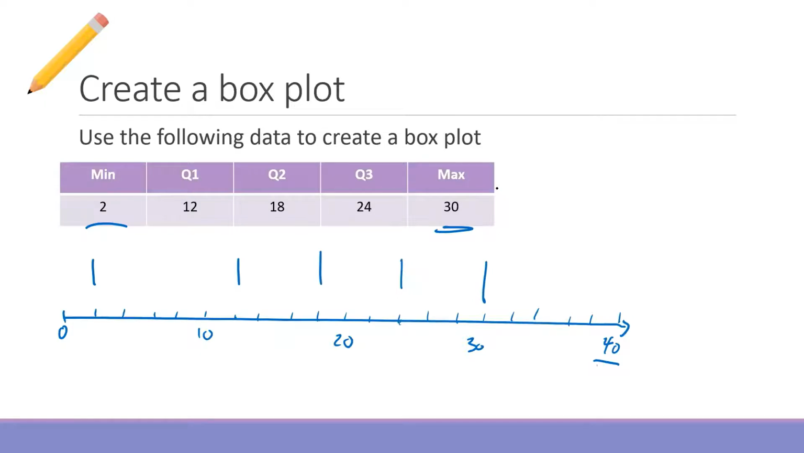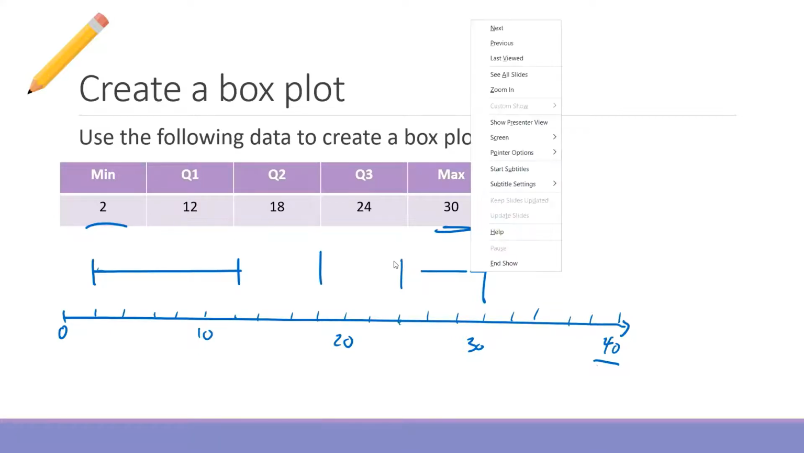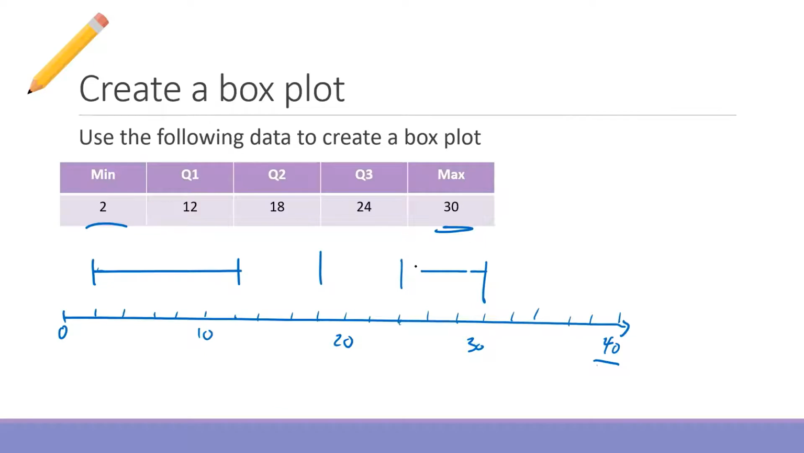Then I'm going to take this line, and I connect them like so. And then I take the end 2 lines and connect it like so. Then I take the tops of these lines and the bottoms of these lines, and I've got myself a box plot.